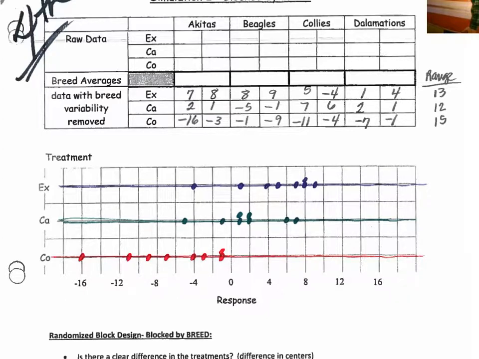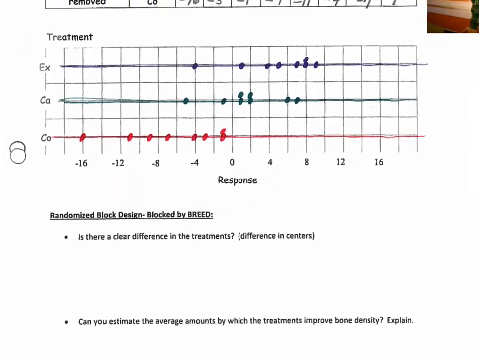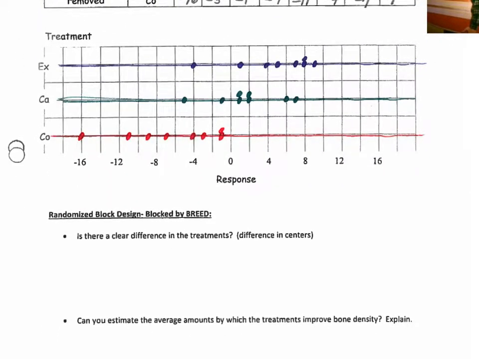So look here at our data in this situation. We subtracted out that variability due to breed. So is there a clear difference in the treatments here? I mean, other than a little overlap right here, yes. You can definitely see a difference between where the centers are located.